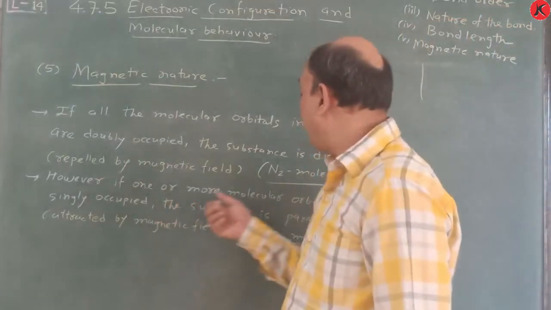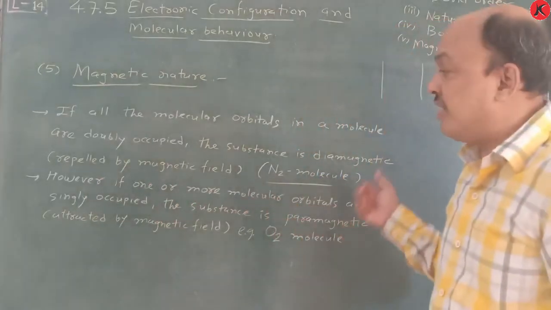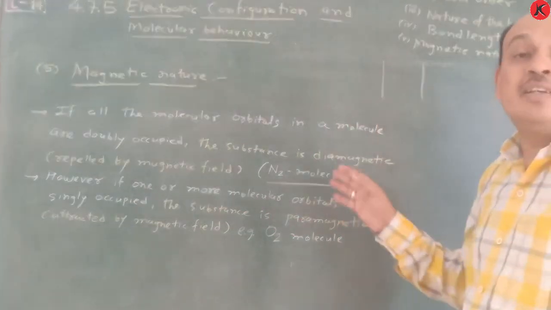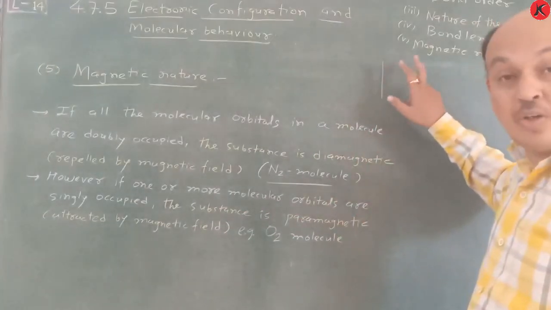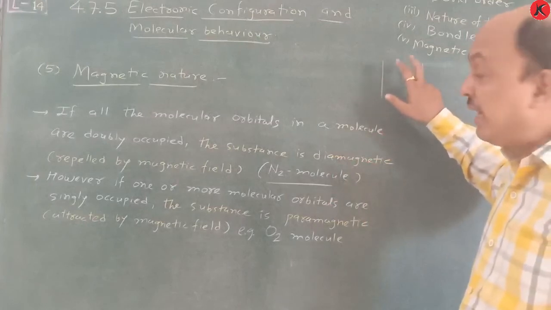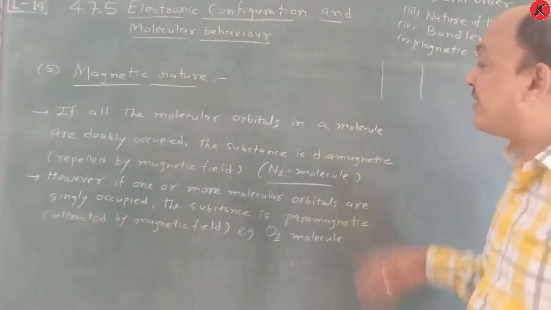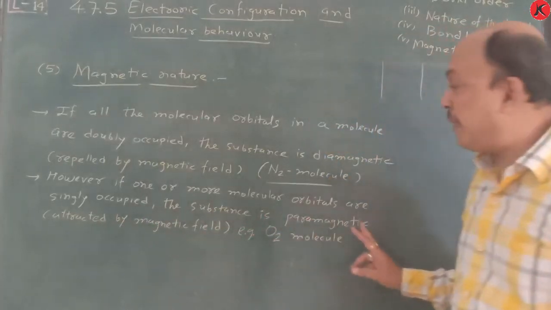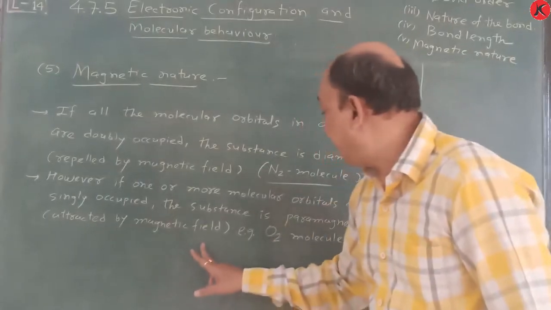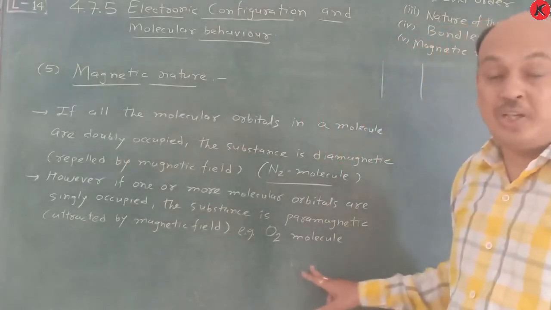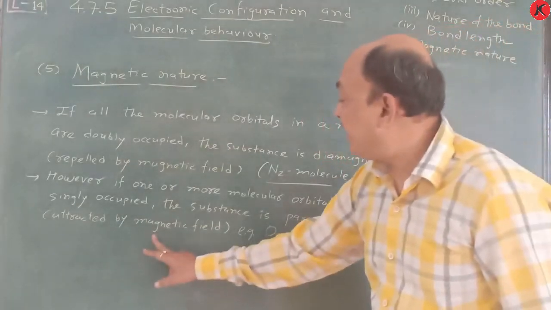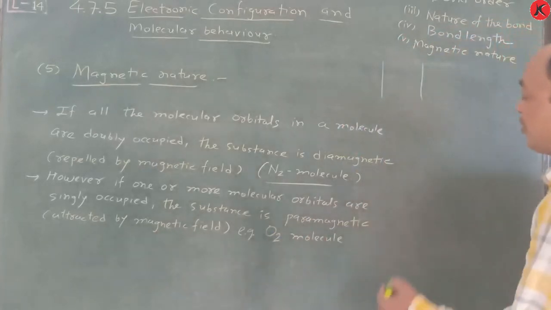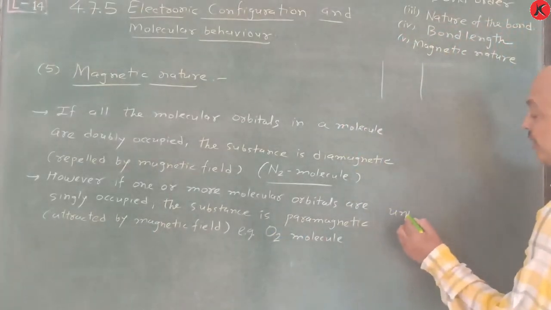However, if one or more molecular orbitals are singly occupied, that means any unpaired electron is present, whether 1, 2 or 3 unpaired electrons, only singly occupied, the substance is paramagnetic, attracted by magnetic field. An example is O2 molecule. Remember this one. This is attracted by magnetic field. Example is paramagnetic. And remember it this way: unpaired electron, paramagnetic.